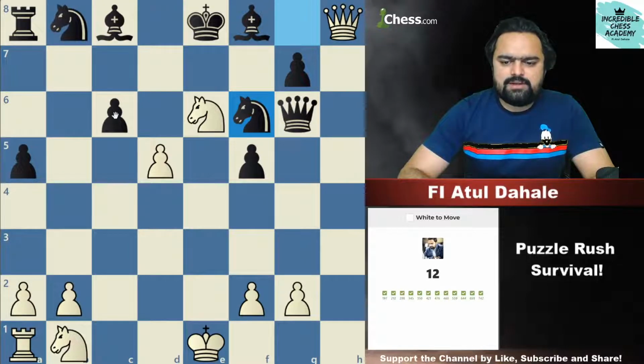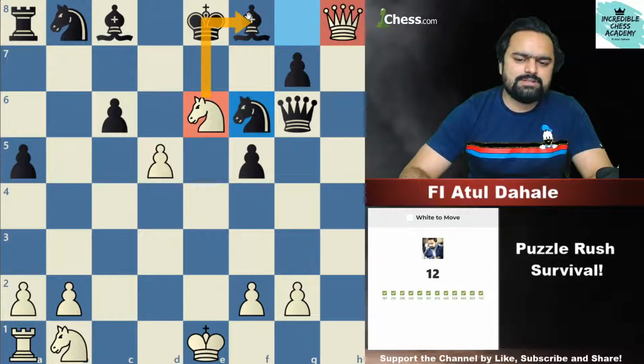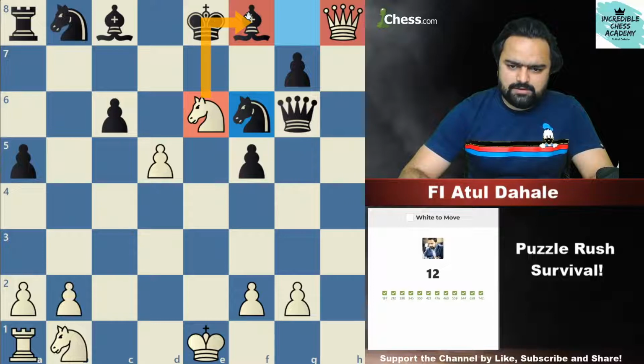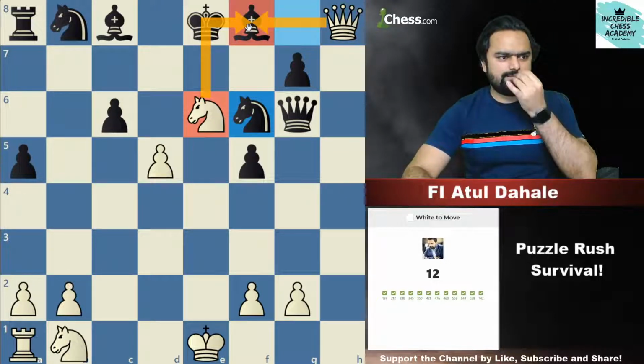Yeah, bishop was bad, but okay, that led to a check and mate only. 12 puzzles we have solved, guys, and this knight is there, which is attacking on f8. The queen is also attacking, so we can just capture over here and it should be good enough.